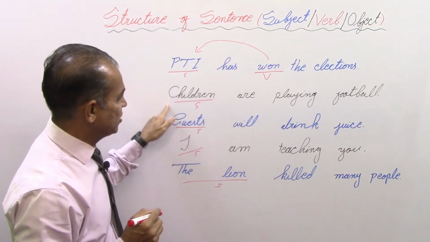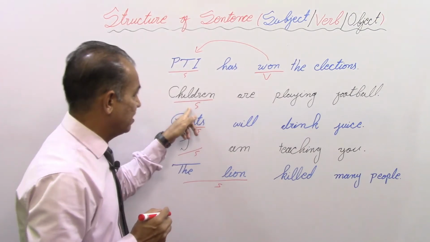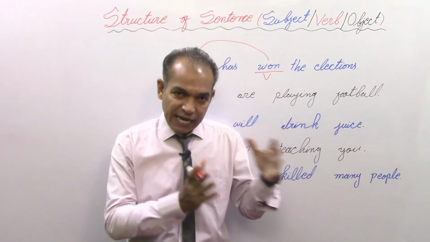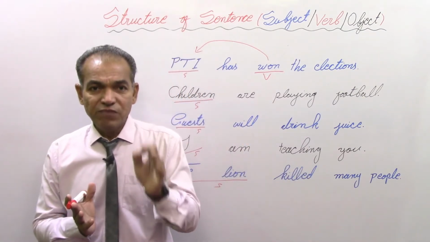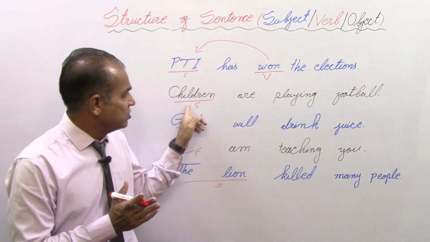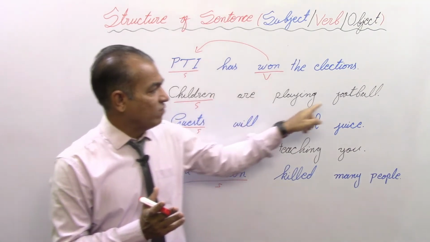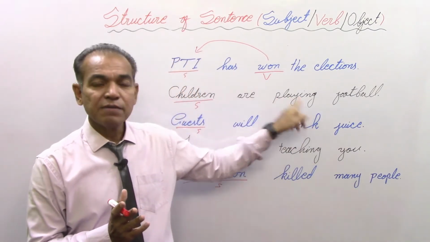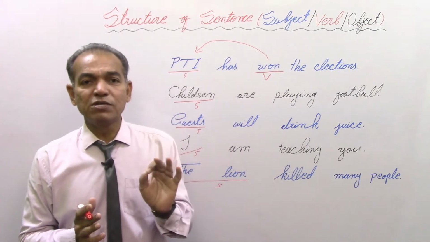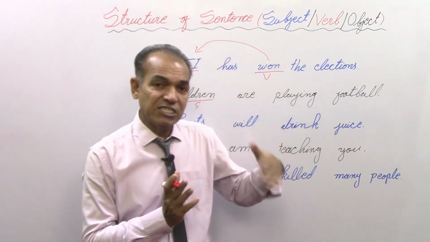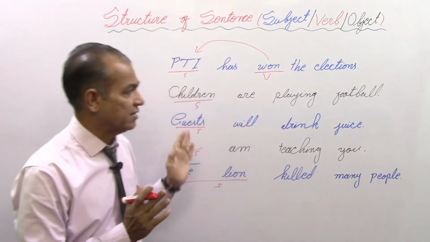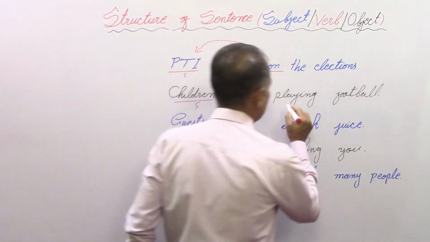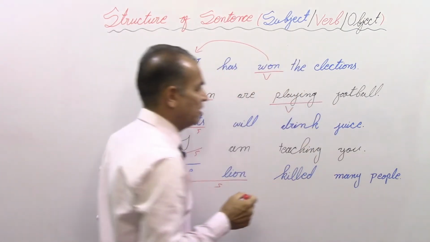Let's take the second example. Children are playing football. Now we are talking about children. So what action is being performed by children? What is the word which is telling us something about the action being performed by children? They are playing. So playing is actually the word which is telling about the action of this sentence. So playing will be called the verb of this sentence.